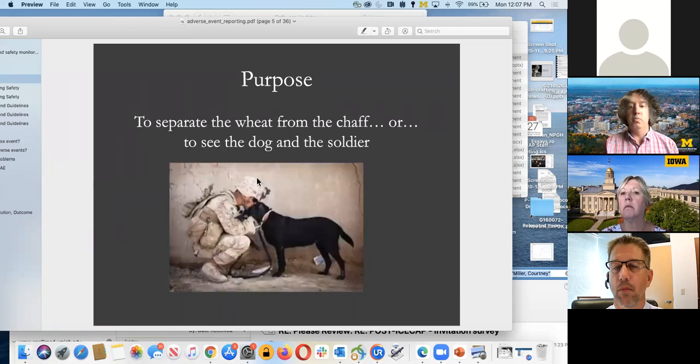So, right, this is the idea of separating the wheat from the chaff, or distinguishing the signal from the noise, and see the dog and the soldier in this picture.